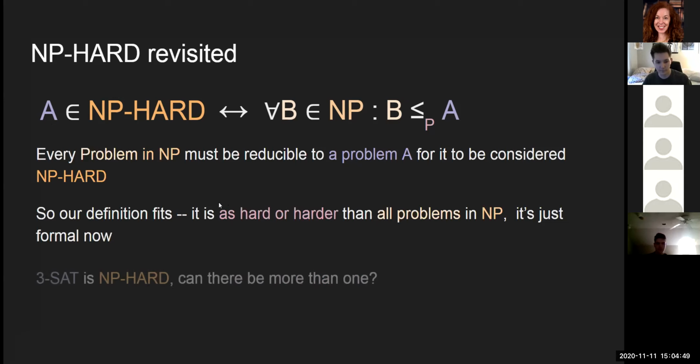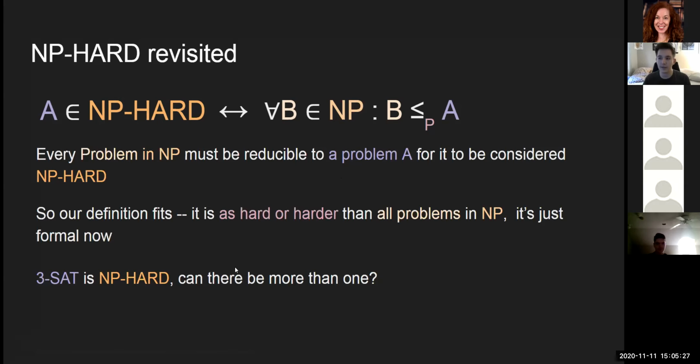All right, so 3-SAT is NP-hard, and I'm going to ask the question: can there be more than one NP-hard problem? What does your intuition say? Do you mind repeating the question? Yeah, so the question is, we now have an NP-hard problem. We've seen one earlier, so I kind of gave away the answer here, but just intuitively, does it feel like we could have multiple NP-hard problems? I guess yes, it does. It does feel that way, doesn't it?